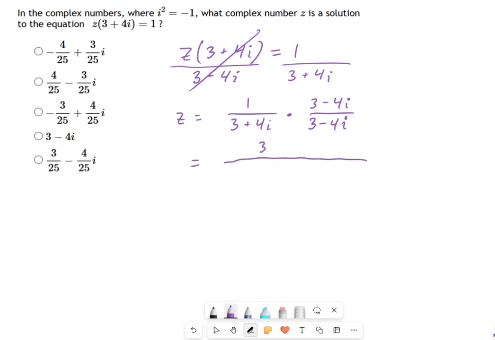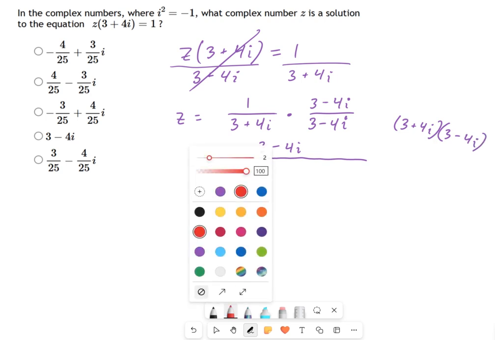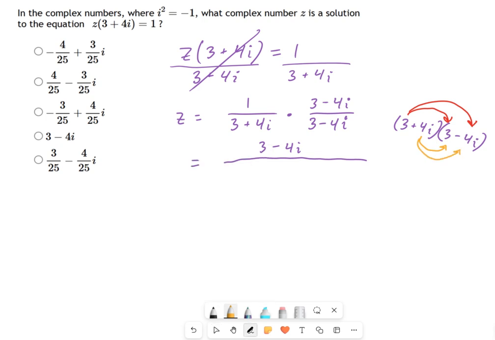On the top, that's very easy. Let's just write that down. 1 times 3 minus 4i is just 3 minus 4i. On the bottom, that gets a little complicated. What I'm going to do here, if you remember, is a little bit of what's called foiling, or distribution of multiplication. I'm going to multiply first term times first, second term times second. Then I'm going to come in here and multiply these ones likewise. Okay, now here's the result.